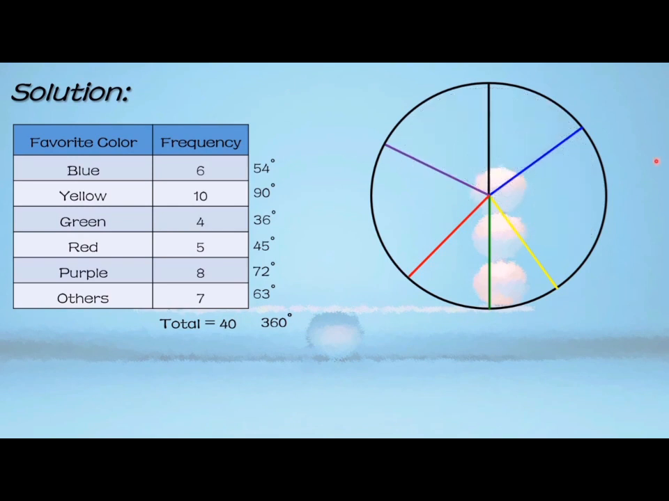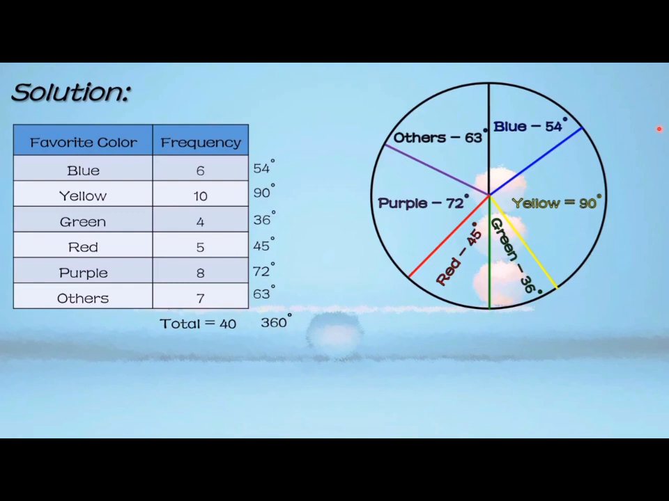Okay, so let us name each of the parts that we have formed. First is blue, which is 54 degrees. And then yellow, 90 degrees. And the next color is green, which is 36 degrees. And then next is red. We have 45 degrees. For purple, 72 degrees. And other colors is 63 degrees.